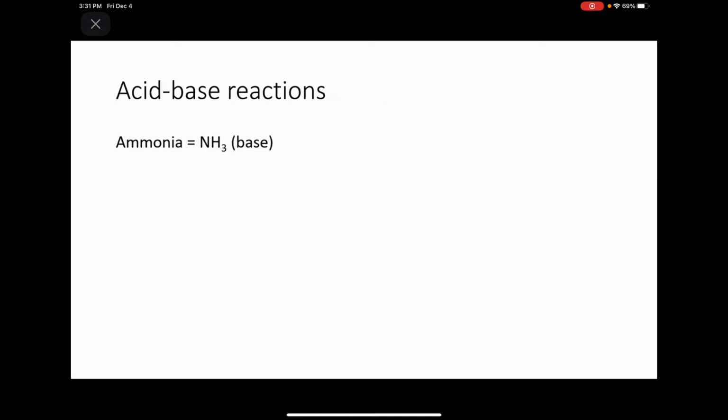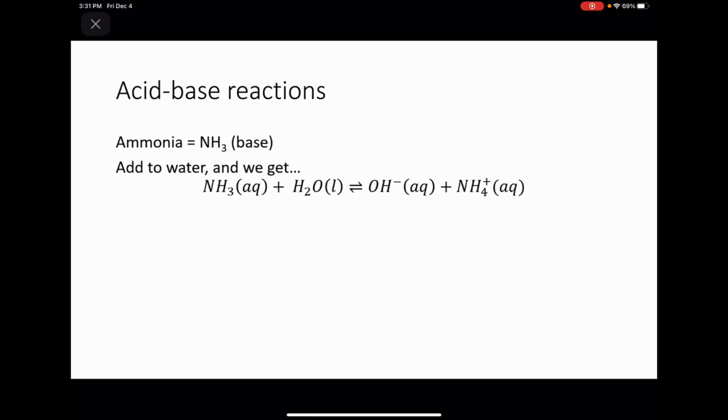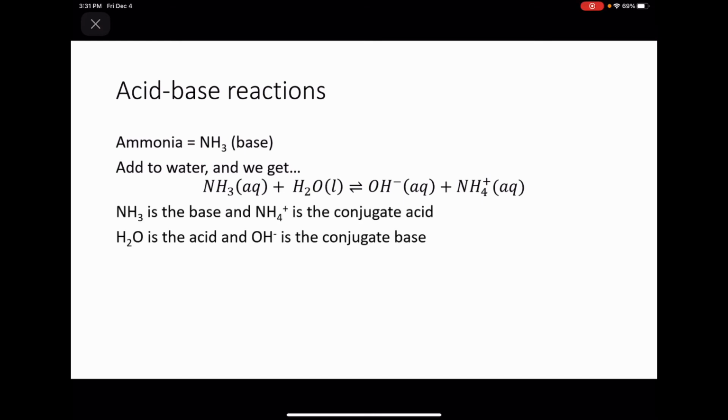So let's do the same thing for a base. And we have ammonia, one of the ones we had as an example. We're going to add it to water. So ammonia is going to act like a base, so water has to act like an acid. So we get OH minus and NH4 plus. So if we were to put that in the language we used last, we had NH3 as the base, NH4 plus is our conjugate acid. And then H2O is acting like an acid, and so OH minus is its conjugate base.